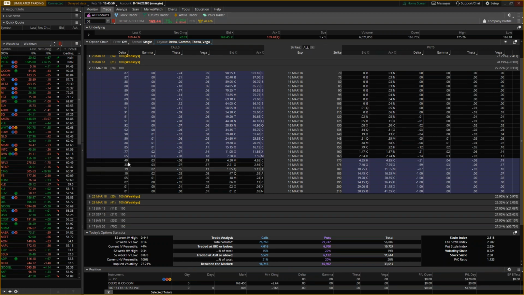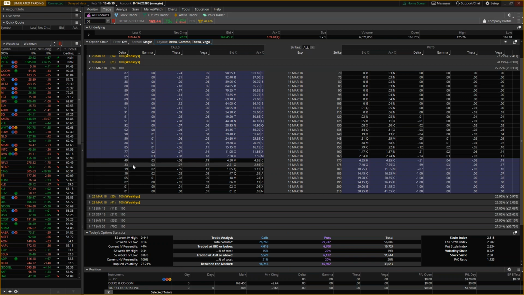Now, the definition of delta is it tells you how much this premium is going to change for the first dollar move. All right, well, what does that mean? For the first dollar move up in DEER, going from where it's currently at 169 to 170, 169.44 to 170.44, this premium will increase by 33 cents on that first dollar move.